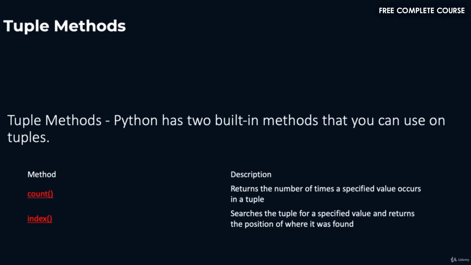So tuple methods. Python has two built-in methods that you can use on tuples. They have the count method and the index method. The count method returns the number of times a specified value occurs in a tuple, and the index method searches the tuple for a specified value and returns the position of where it was found. So with that, let's jump into our notebook and take a look at this.